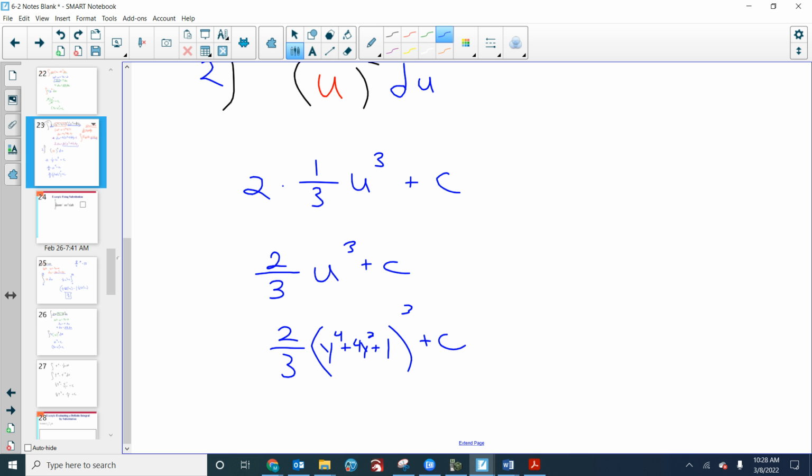That's my final answer. Can you check it? You could take the derivative, and it would be a chain rule. And you get back to where you started. Questions on that?